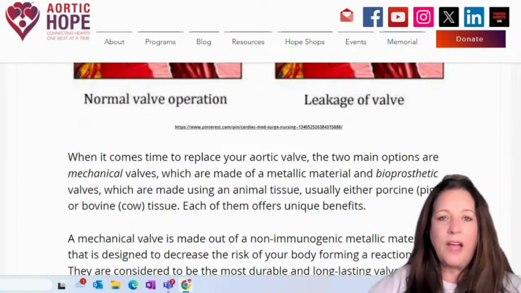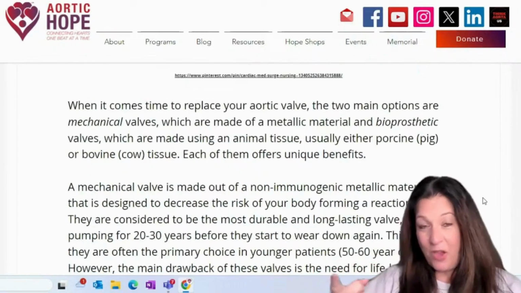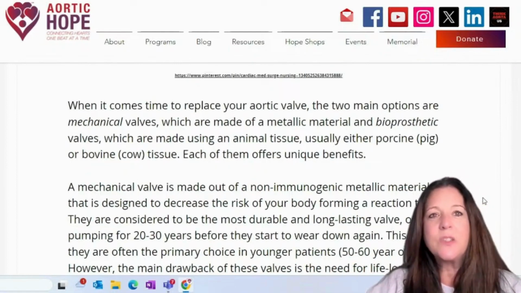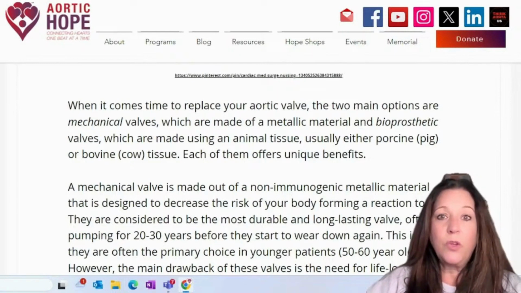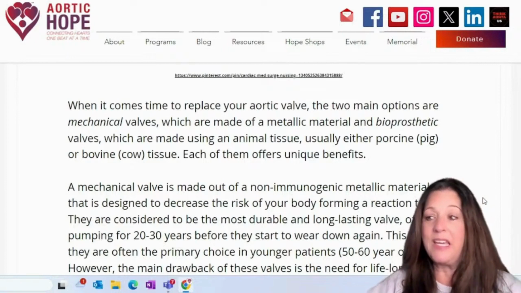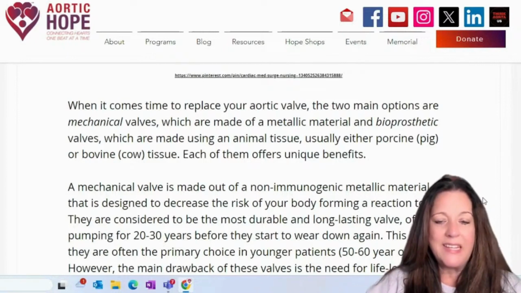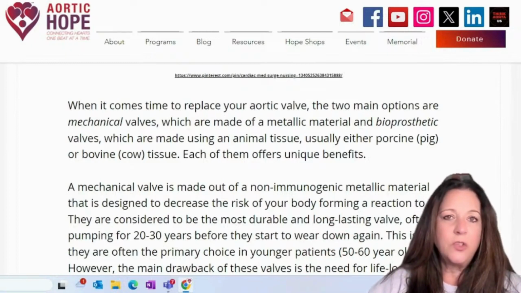So a mechanical valve is made out of non-immunogenic, I think I got that word right, metallic material that's designed to decrease the risk of your body forming a reaction to it. So you're not going to reject a mechanical valve. You don't have to worry about taking any type of anti-rejection medication with any of these, but you're not going to reject or have an issue with the mechanical.